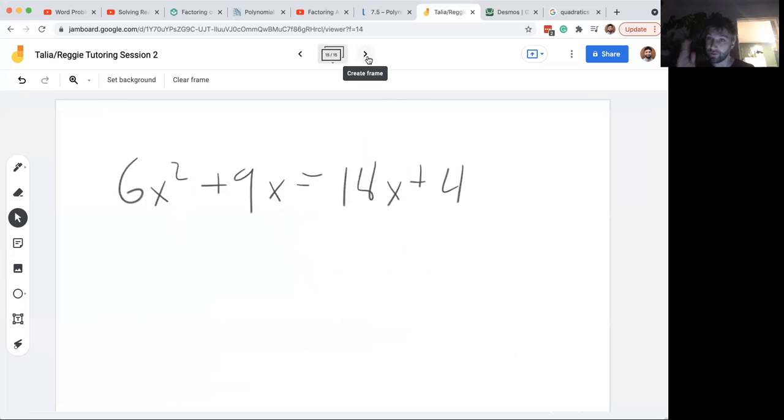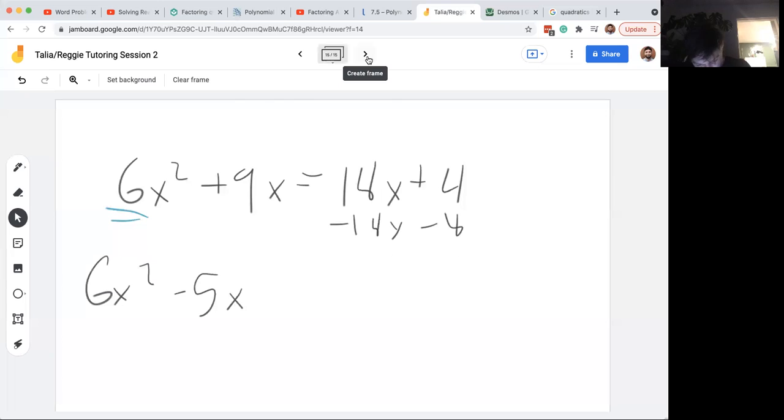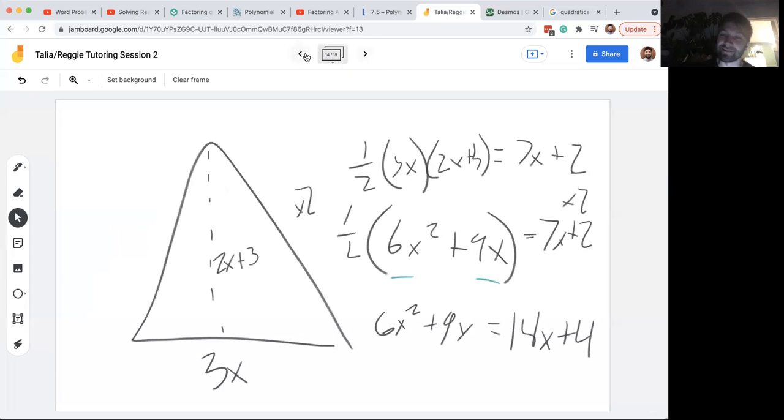Okay, so now whenever you see these, remember your goal is to make one side 0. So I'm going to subtract 14x and 4. I'm picking the right side because typically you want to shoot for an A that is positive. You don't have to, but that's just sort of the conventional way to do it. So that's going to leave me with 6x squared minus 5x, that's my 9x minus my 14x, minus 4 equals 0.